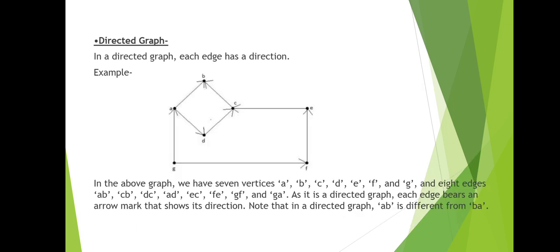Now what is a directed graph? In the directed graph, each edge has a direction. So in this example, we have seen that there are 7 vertices A, B, C, D, E, F and G, and 8 edges AB, CD, DC, AD, EC, FE, GF and GA. As it is a directed graph, each edge bears an arrow mark that shows its direction. In the directed graph, AB is different from BA because the directions are different.